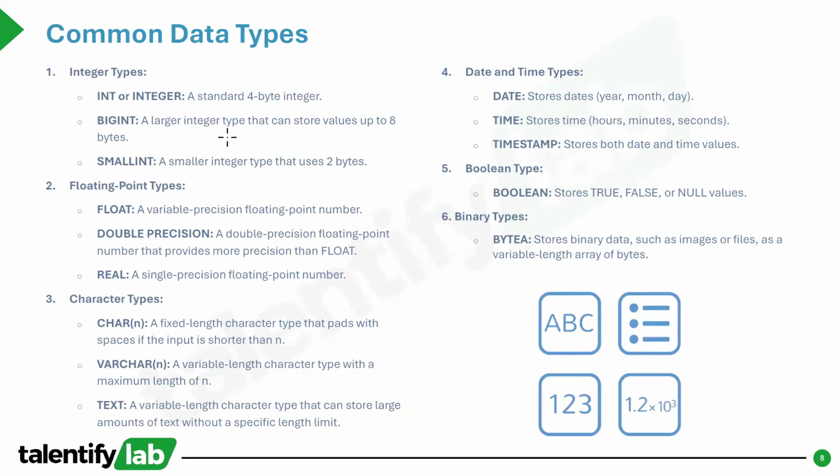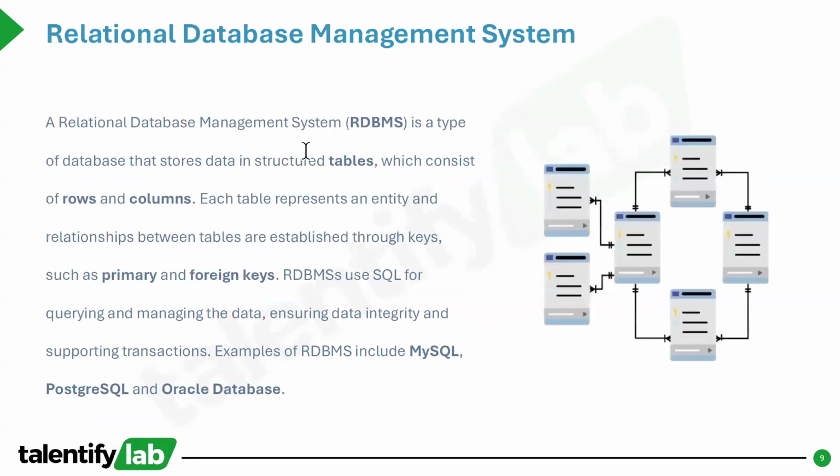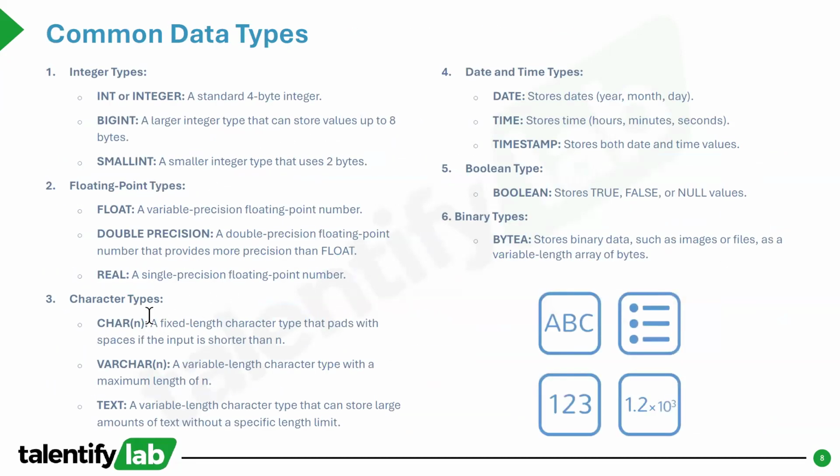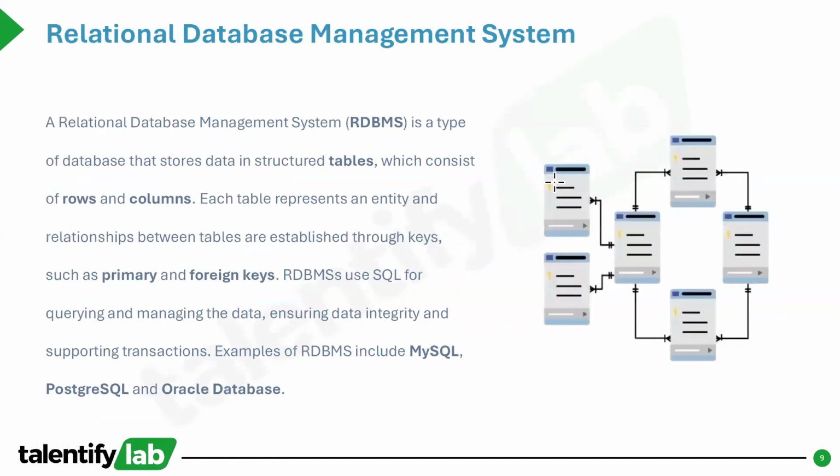We have some data types. These are numeric data types. These are some string data types. We have date data types, Boolean, and binary large objects, like images, videos, etc. These are binary objects.